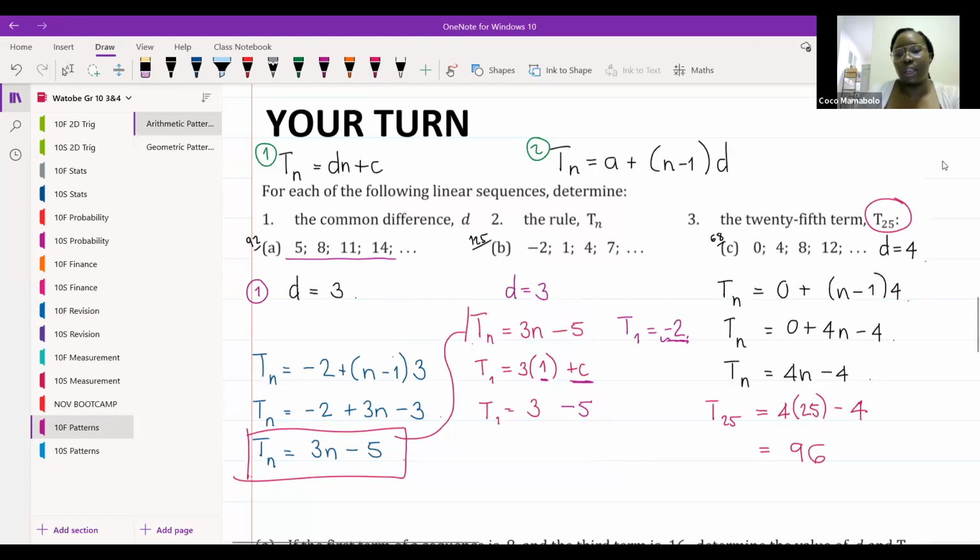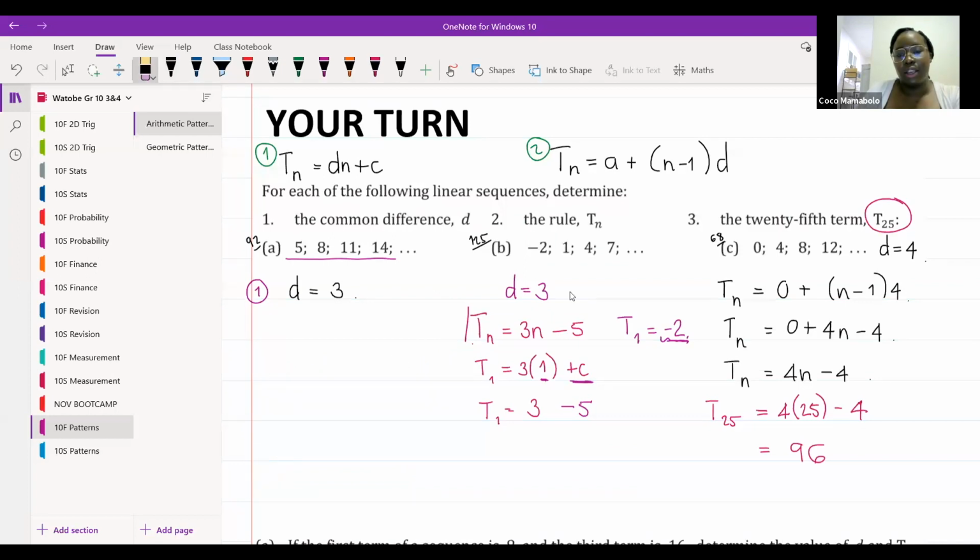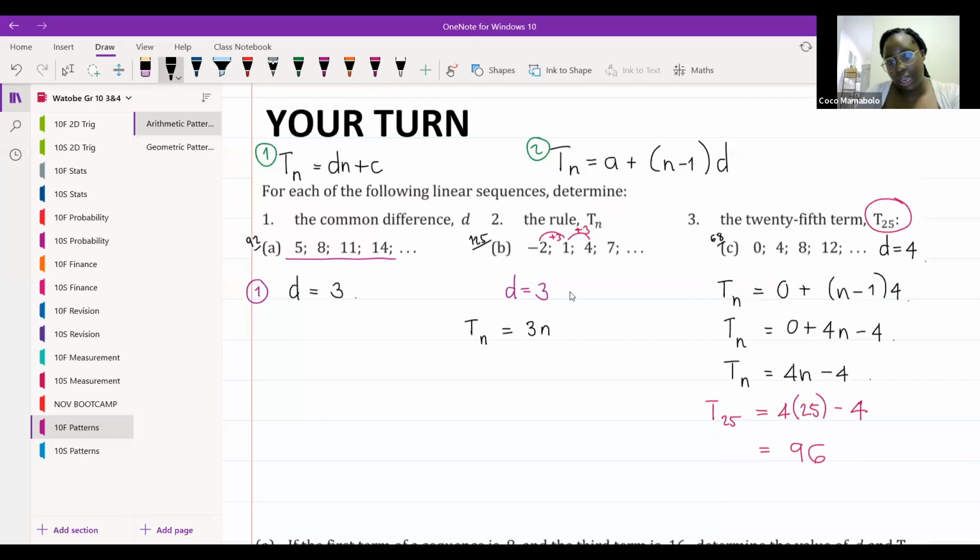The first one. Okay, let's start from the beginning. I want to see where your mindset was at. Okay. Let's start from the beginning, my sweetie. We all agree that the common difference is 3. Yes? To get from -2 to 1, I must plus 3. Yes, ma'am. And to get from 1 to 4, I must plus 3. You're happy with that? Okay. So I'm going to take Tn is equal. I'm going to replace D with 3. Are you happy? So I'm going to have 3n plus C. Correct?